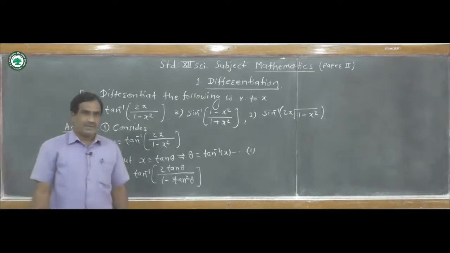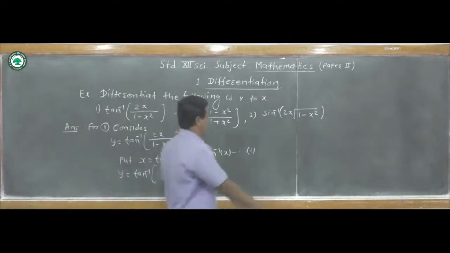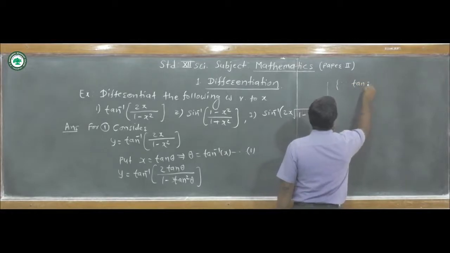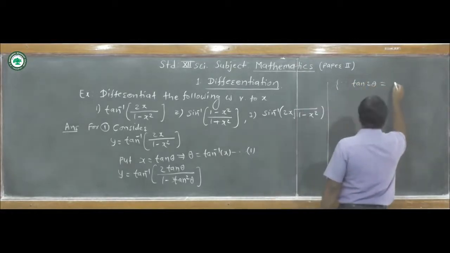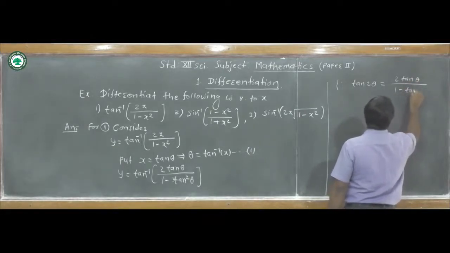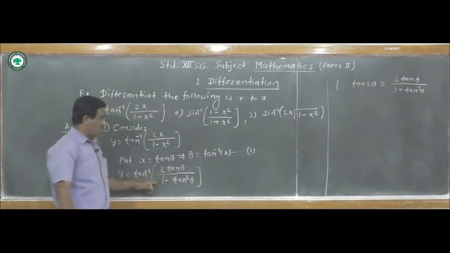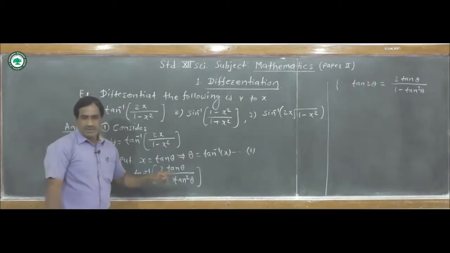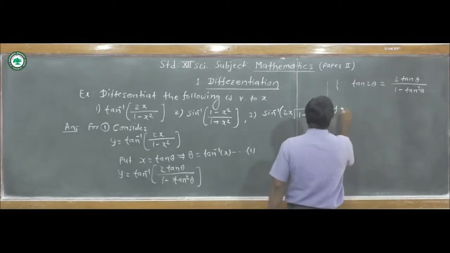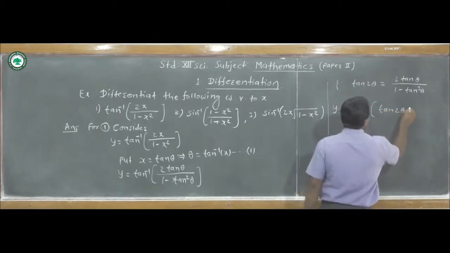Now we know that formula, tan 2 theta is equal to 2 tan theta upon 1 minus tan square theta. Therefore, we put here value 2 tan theta upon 1 minus tan square theta is equal to tan 2 theta. Therefore, we get y is equal to tan inverse of tan 2 theta.